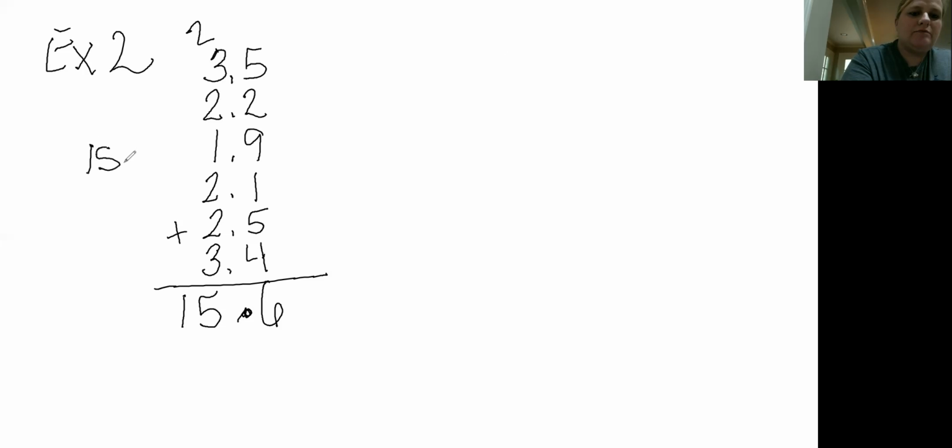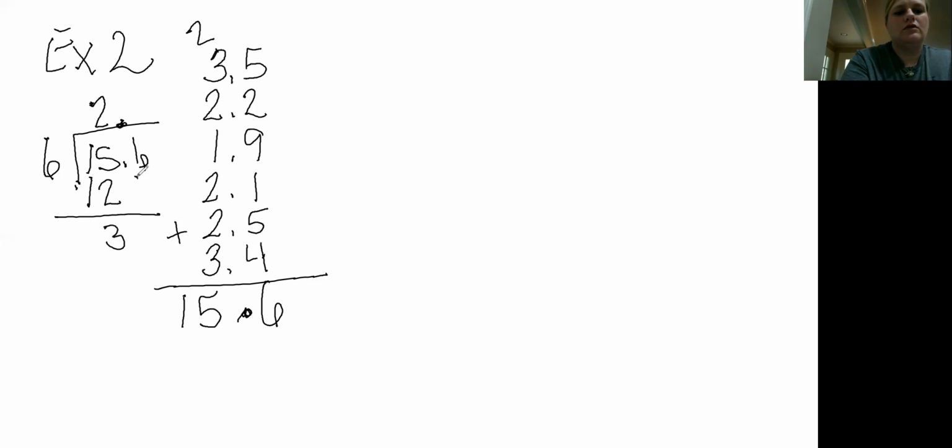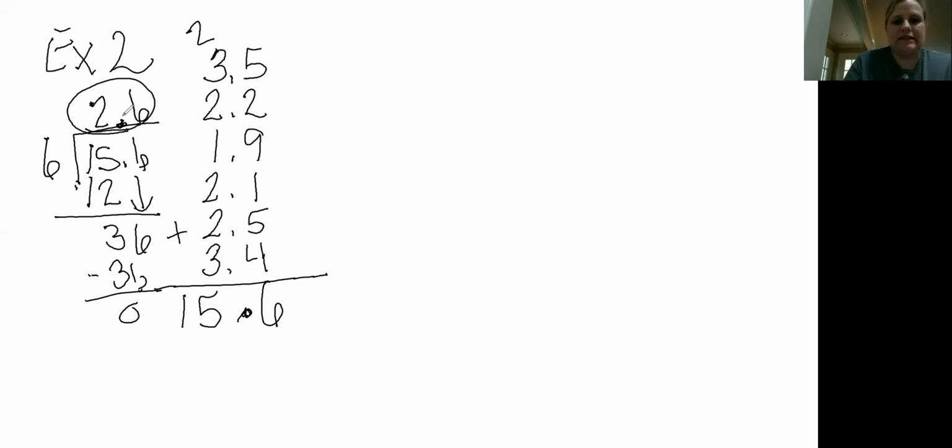So 15.6 divided by 6. Bring that point up. 6 can't go into 1, so 6 into 15 twice. 2 times 6 is 12. Subtract, bring down, 6 into 36, 6. So the average or the mean for City 1 is 2.6. Now we have to repeat this process with City 2.